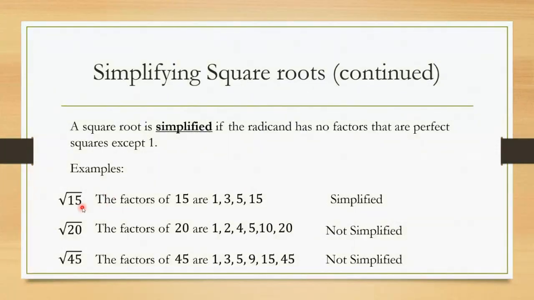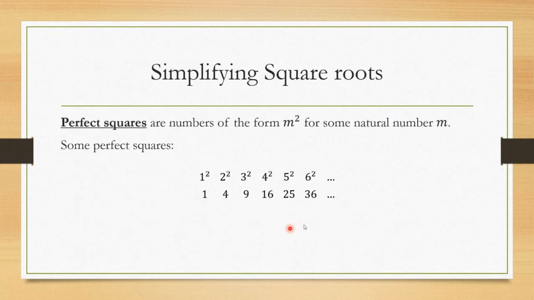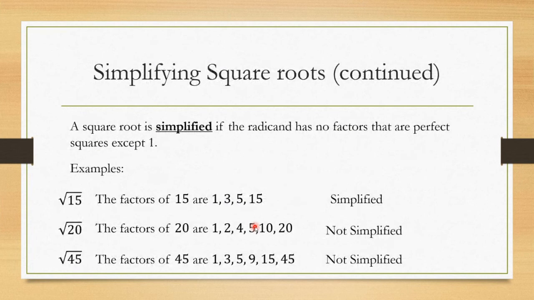Okay, square root of 15, right? Well, is this simplified? Well, let's look at the factors of 15. The factors of 15 we know are 1, 3, 5, and 15. Going back to our list, 1 is a perfect square, 3 is not on the list, 5 is not on the list, neither is 15. So that tells us the square root of 15 is indeed simplified.